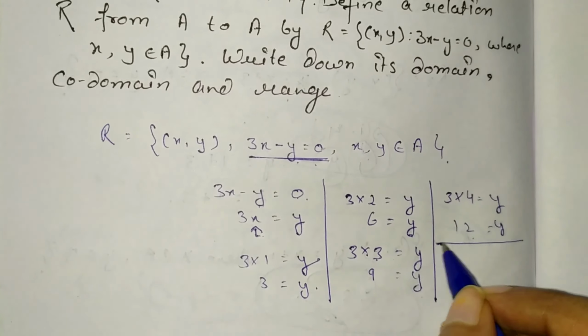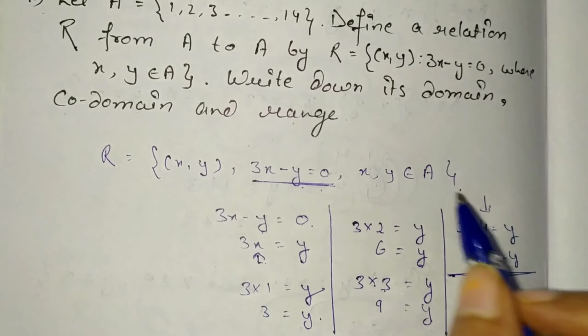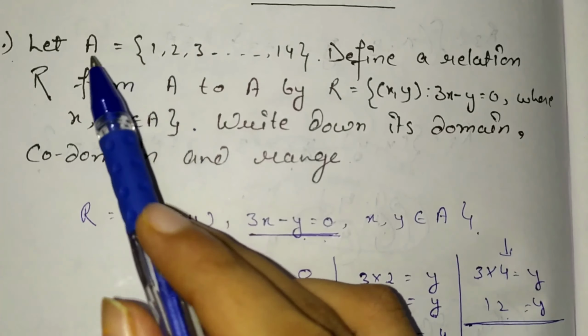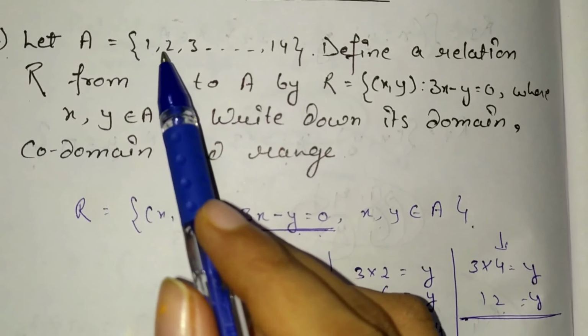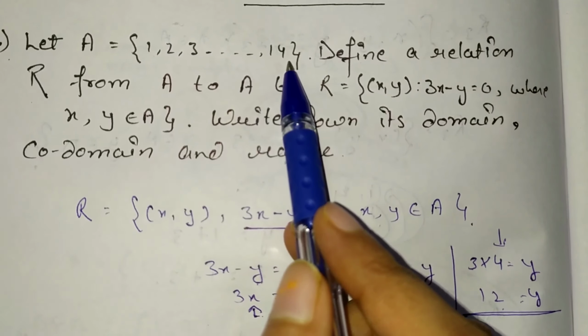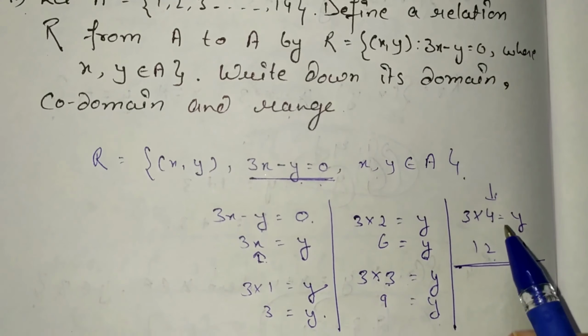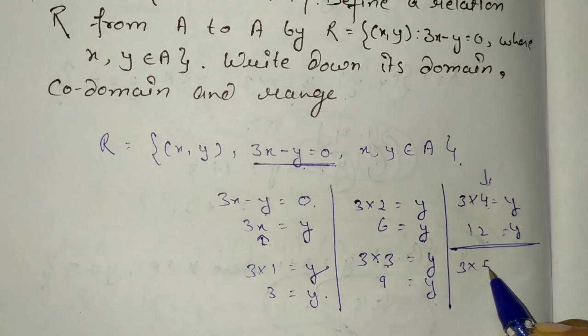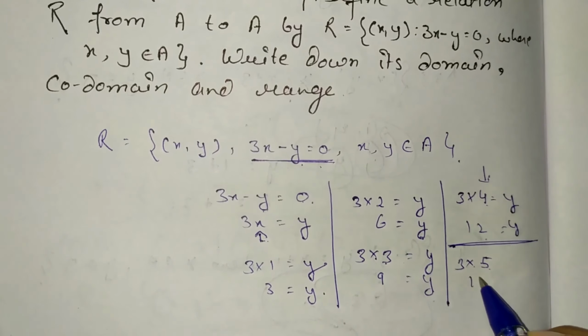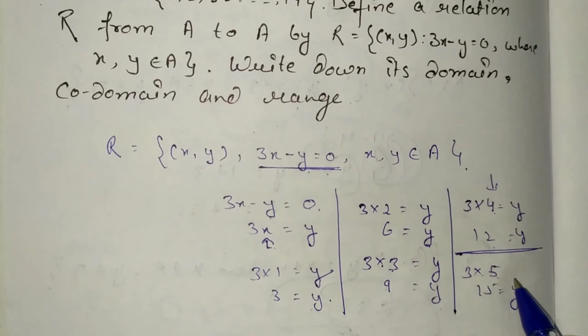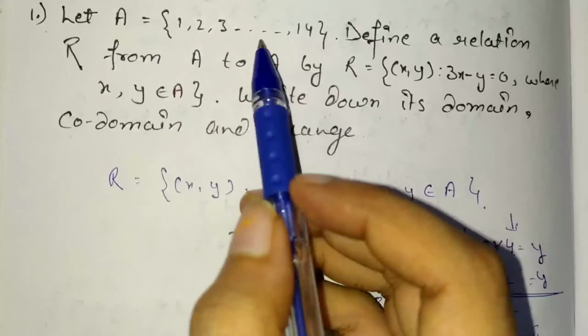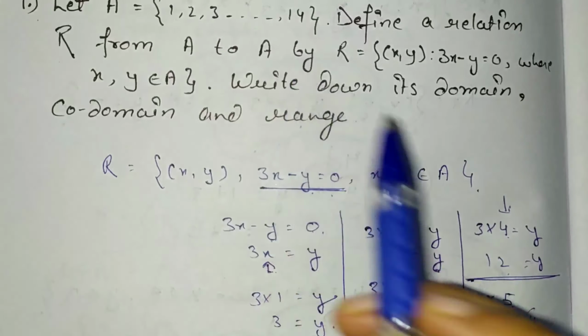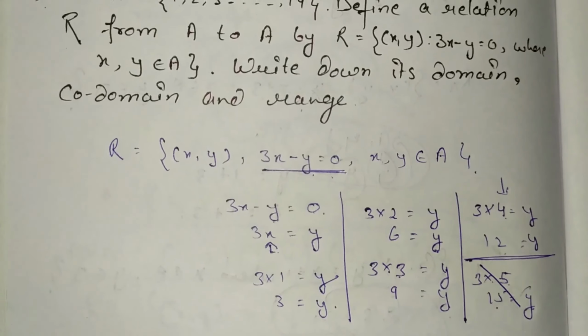Now we will solve only up to 4, as we can see that the elements of set A go only up to 14. So if we solve further, that is after taking the value of x equal to 5, we will get 15, which is not in our set, so we will not solve this equation.